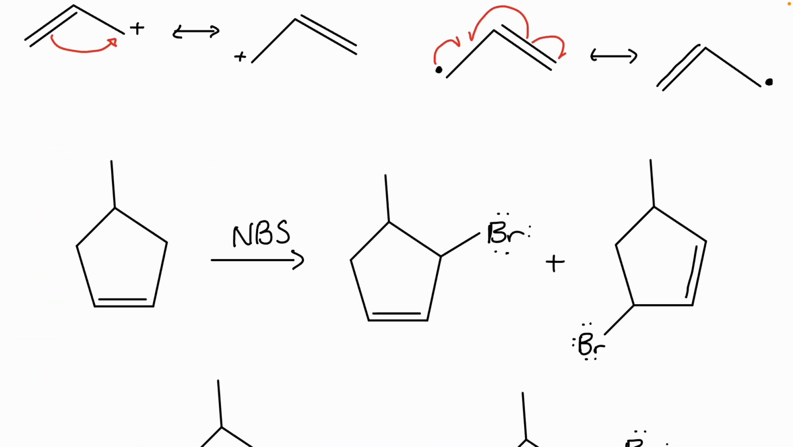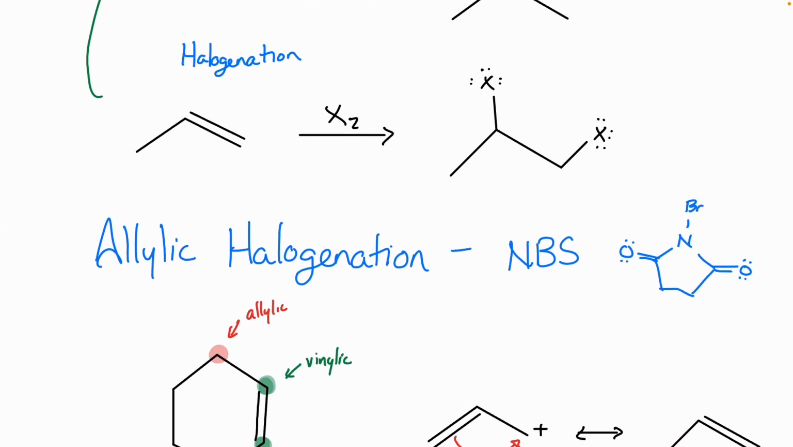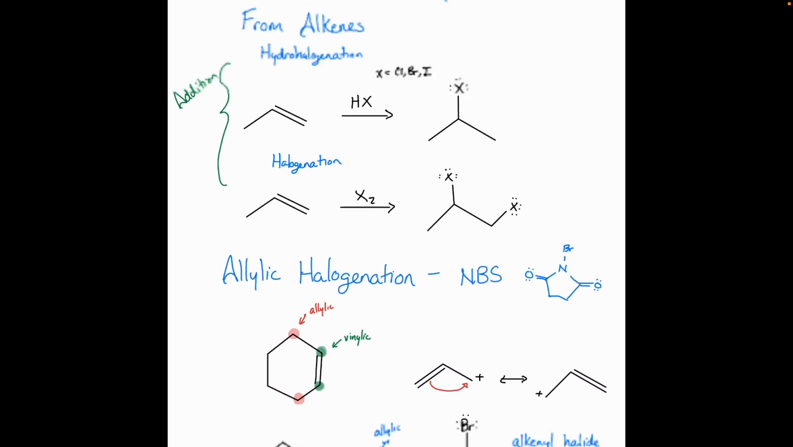All right, so now we have one additional method for halogenating alkenes. In addition to our hydrohalogenation and our halogenation addition reactions, we now also have this allylic halogenation reaction.